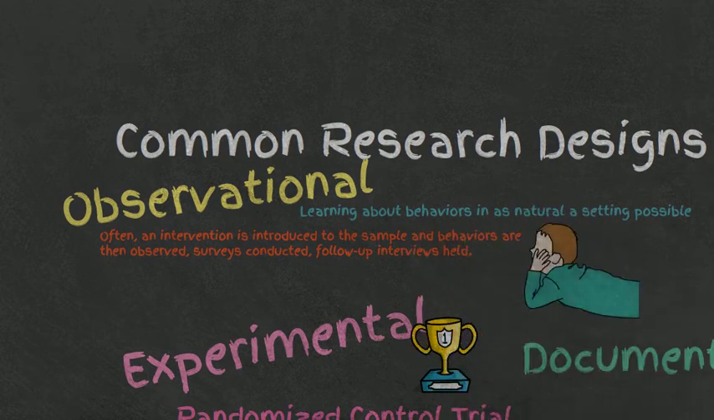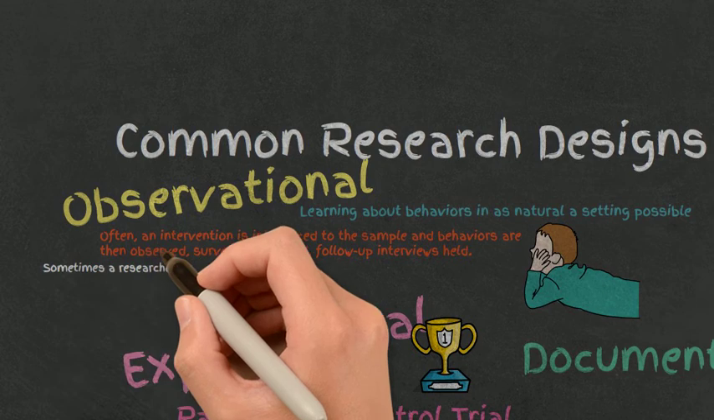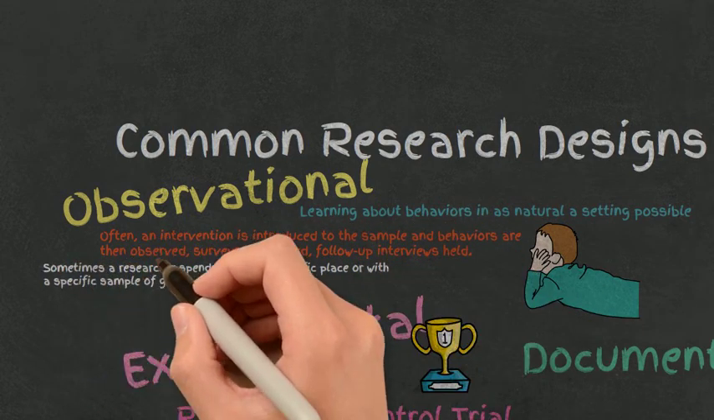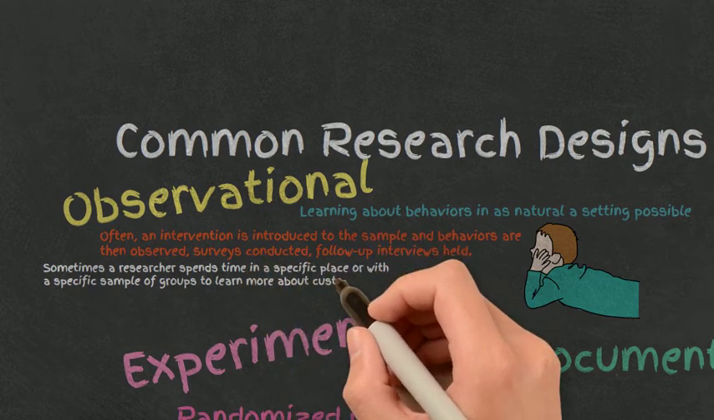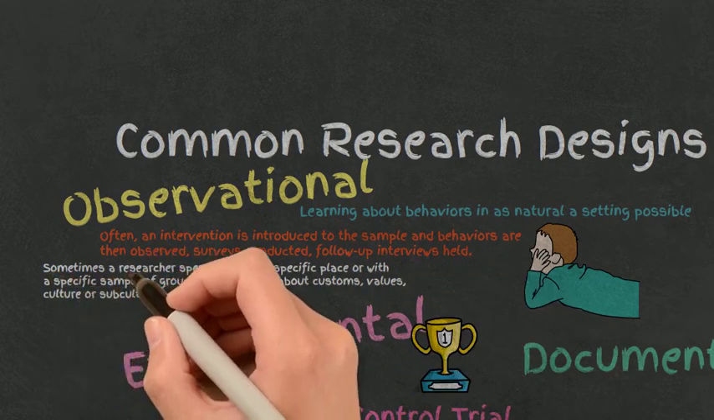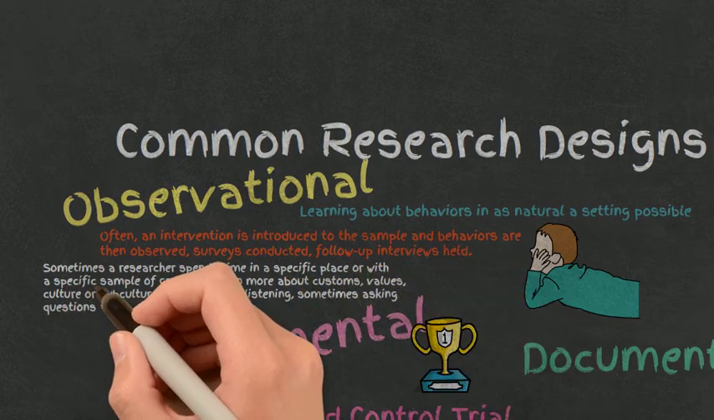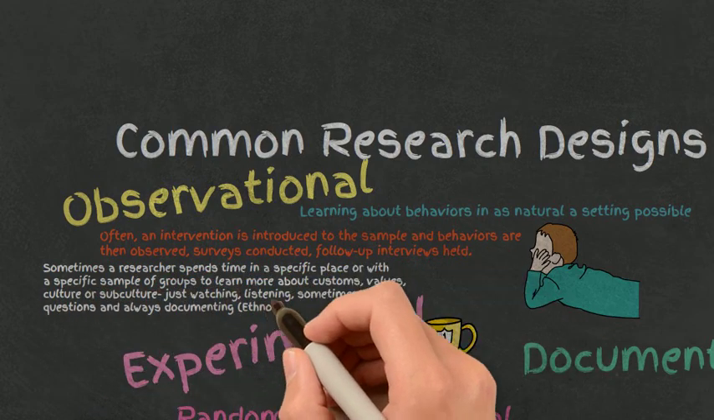A scientist may let people know who they are and what they're doing, spend time in a specific place or with a specific sample of groups to learn more about their customs, values, culture, subculture. Sometimes a scientist will ask probing questions, and they're always carefully documenting every detail.